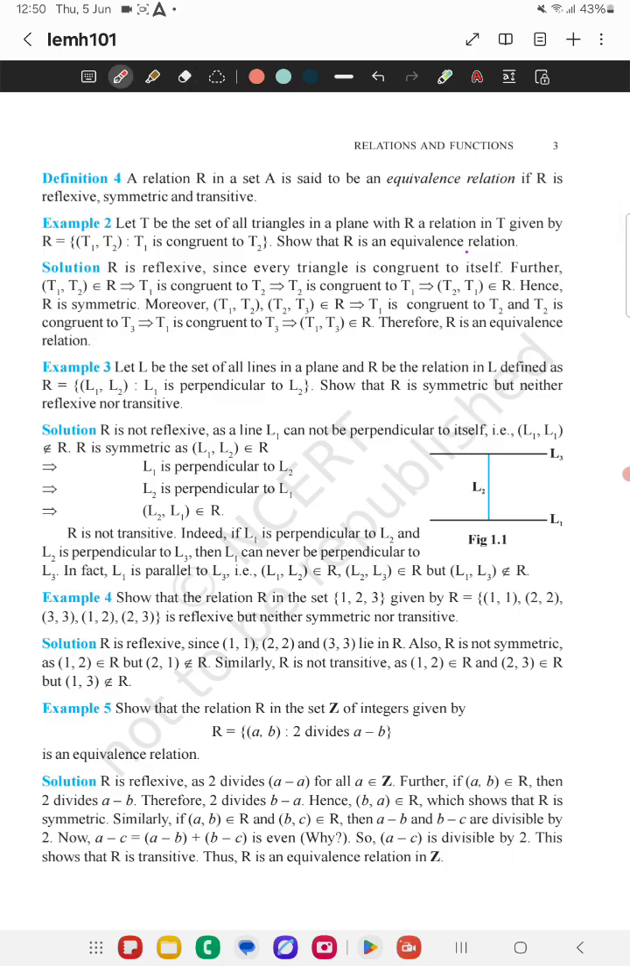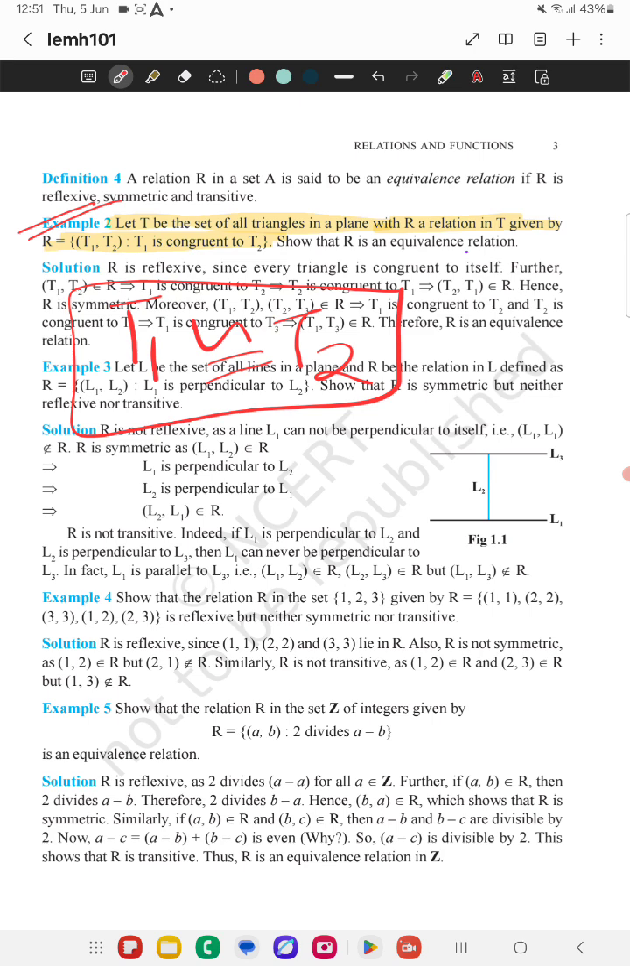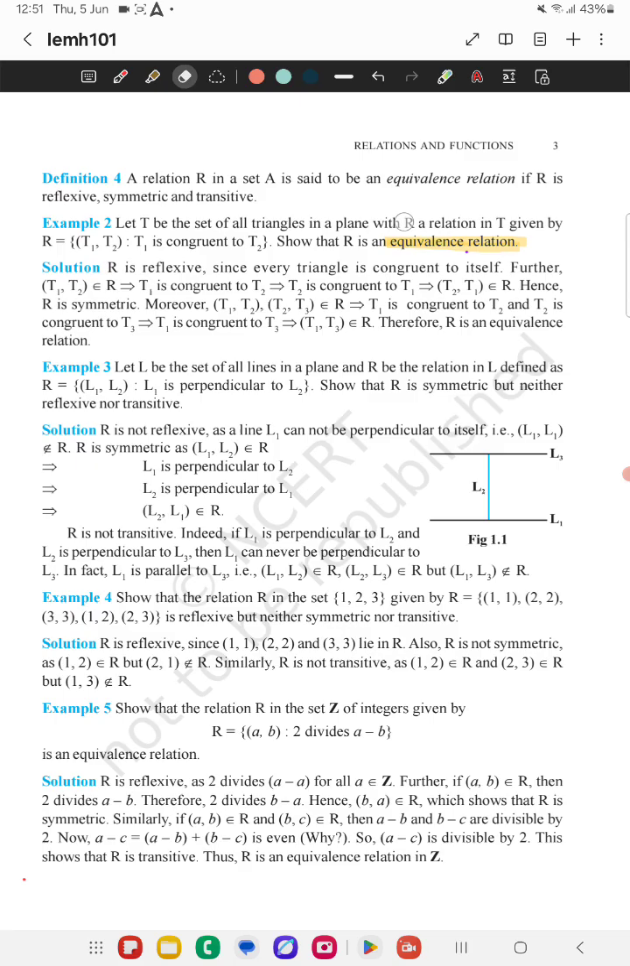In example second, the question is: let T be the set of all the triangles in a plane with the relation R in T given by T1 is congruent to T2. This is how the relation is defined. You have to show R is an equivalence relation. So in the back of your mind, you must be clear that I have to show that this relation is reflexive, symmetric and transitive. What is reflexive, what is symmetric and what is transitive?